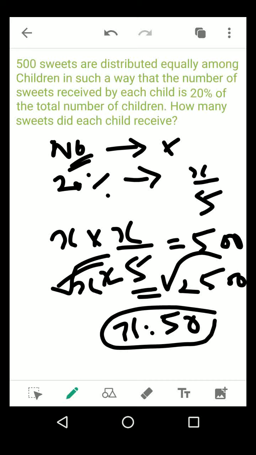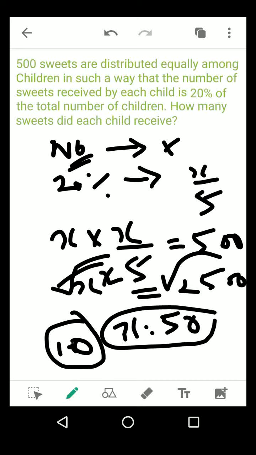Each child will get 20% of the total number of children. So each child will get 20% of 50, which means 10. Each child will get 10 sweets.